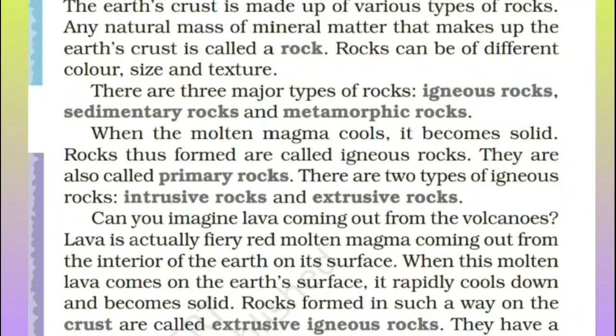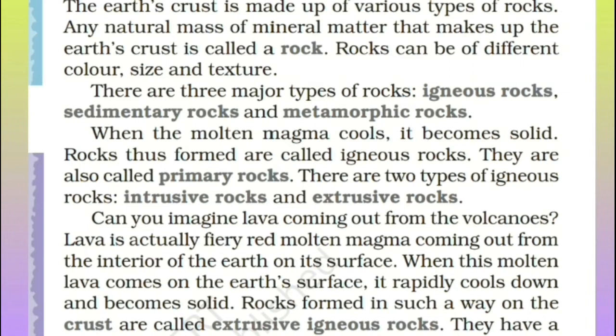So these igneous rocks, they are also called what? Primary rocks. Okay, primary rocks is what we call igneous rocks. And these igneous rocks are of two types. One is called intrusive rocks and the other one is extrusive rocks.